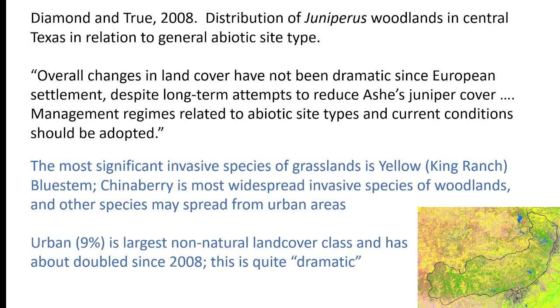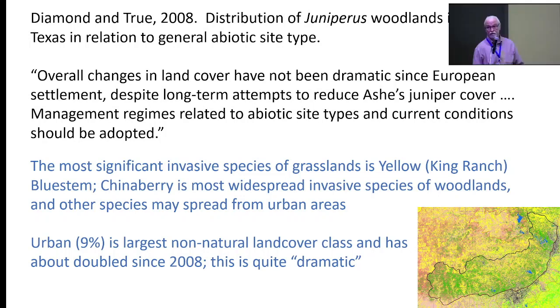The most significant invasive species, I think, is King Ranch bluestem, although there's a lot of Bermuda grass pastures out there in the lower parts of the landscape. Chinaberry is becoming invasive in more mesic areas, and in urban areas, there's quite a lot of pistachia and ligustrum and other species getting into the woodlands from the urban areas.